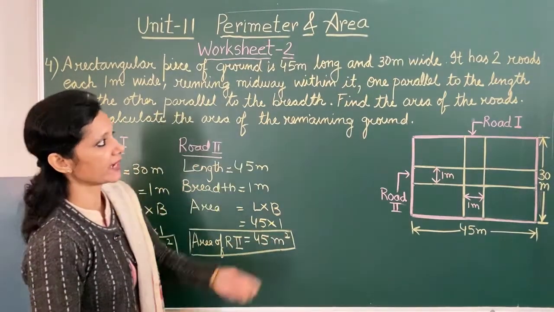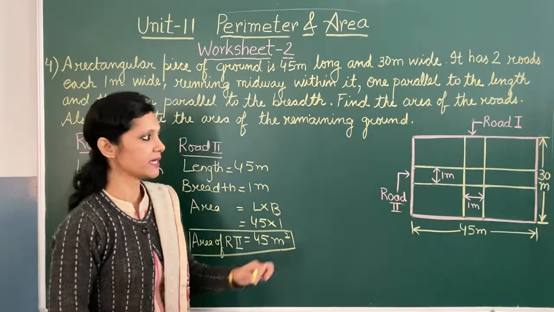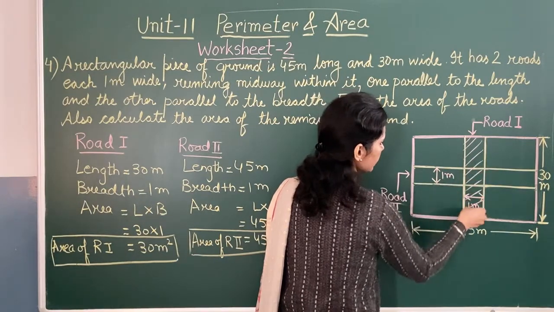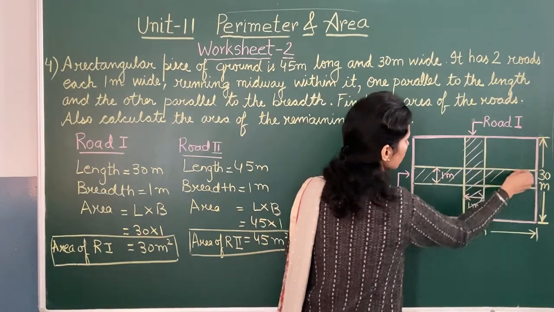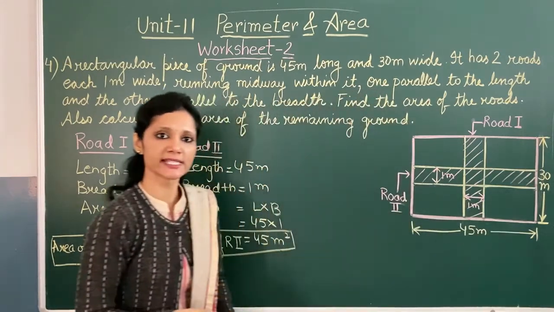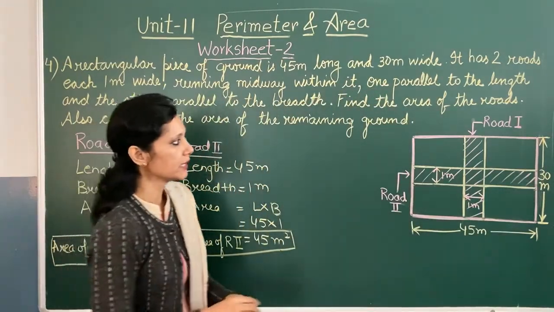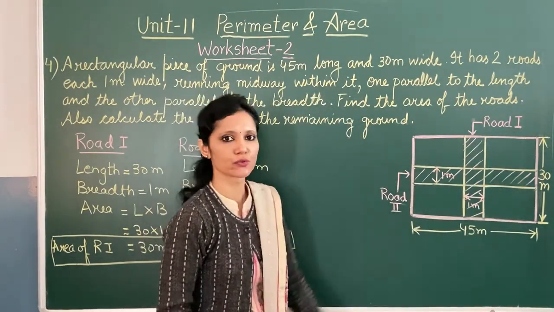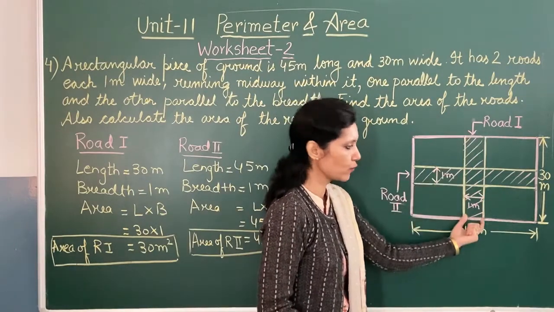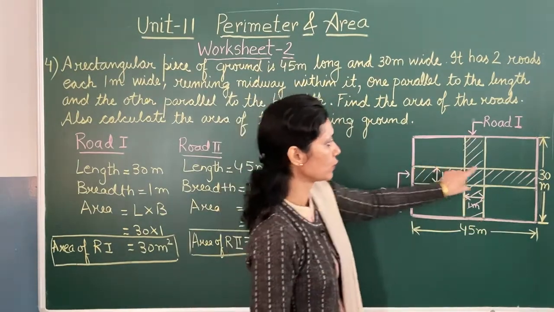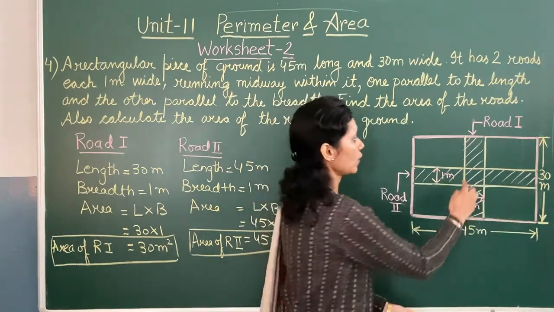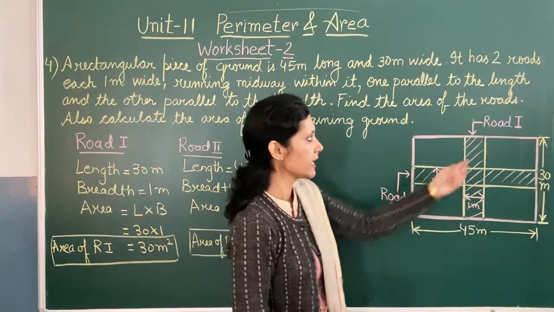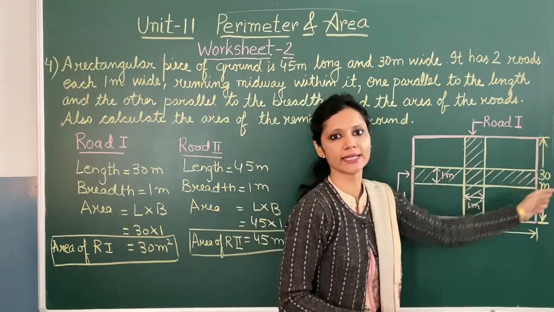Now the question is, find the area of the roads. Roads means this area as a whole. We have to find this area as a whole. As you've already seen in the video, such roads are known as crossroads. So the area of this crossroad would be equal to area of road 1 plus area of road 2 minus the area of this common square, because this common square is included twice while calculating the area of road 1 and road 2.